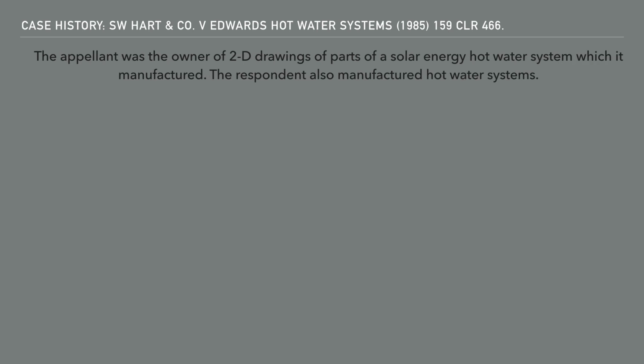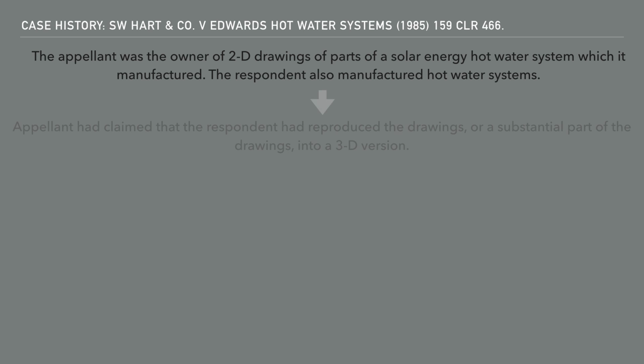So, in this case, the appellant was the owner of two-dimensional drawings of parts of a solar energy hot water system which it manufactured. The respondent also manufactured hot water systems. The appellant had claimed that the respondent had reproduced the drawings, or a substantial part of the drawings, into a three-dimensional version.